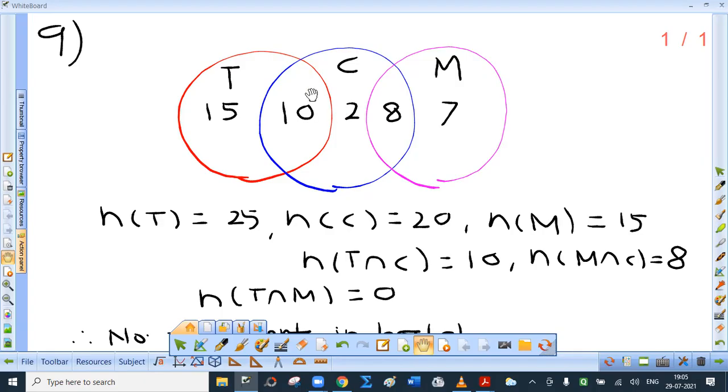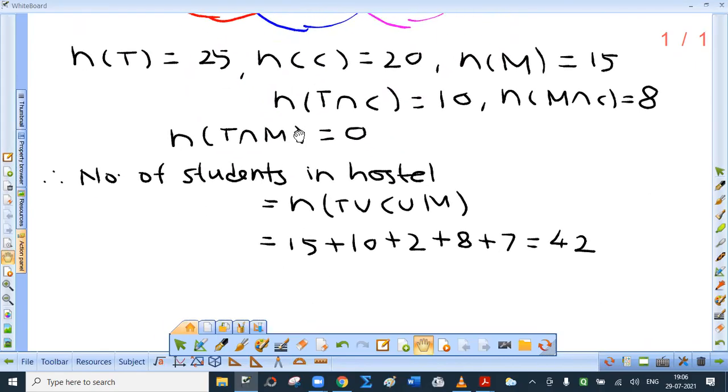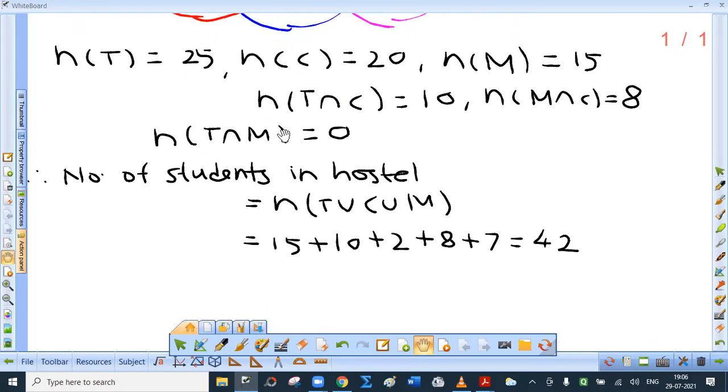Okay. So total number of students taking coffee is 20, but 18 are already taken into consideration. So these two students, they take only coffee. They are loyal to coffee only. So total number of students, add all this to get 42.